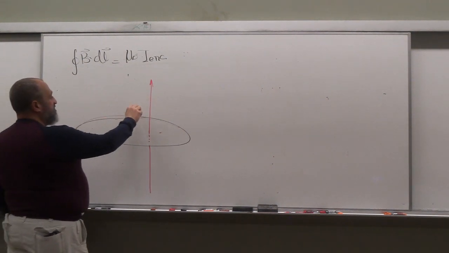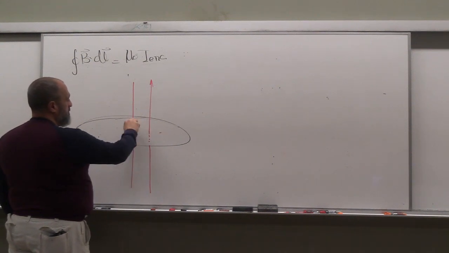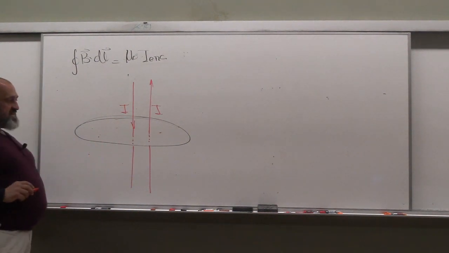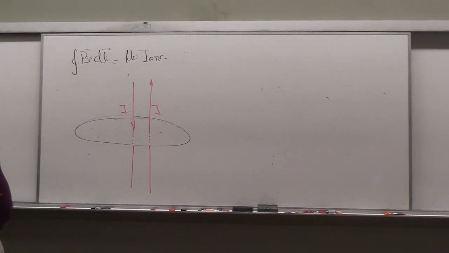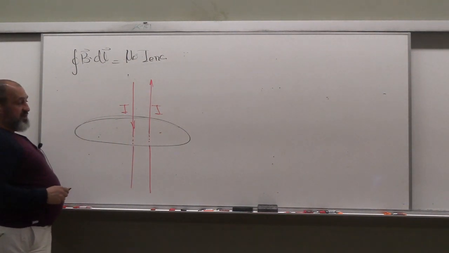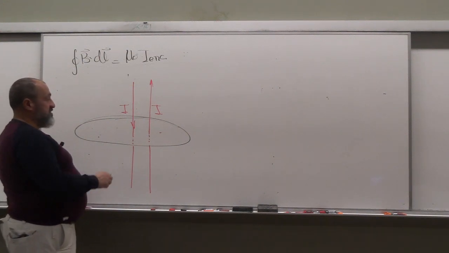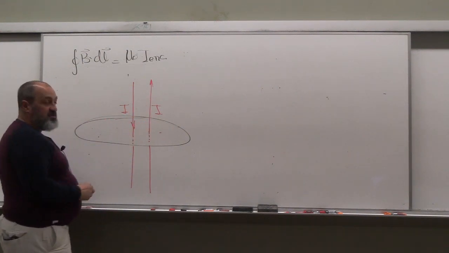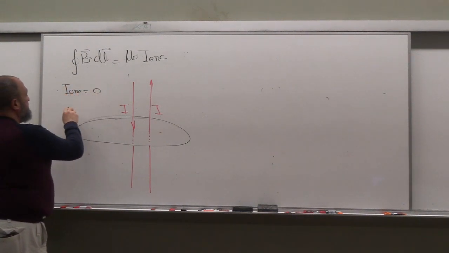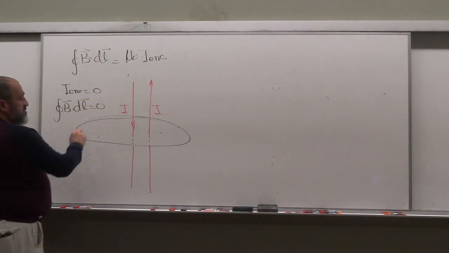And current I flowing this way, here. So I goes up here and goes down here, okay? Along this contour, the integral of B dot dl around this closed contour is going to equal mu naught I enclosed. If these currents are the same, then in this case, I enclosed is 0. So if I enclosed is 0, then the integral of B dot dl is equal to 0. Right?